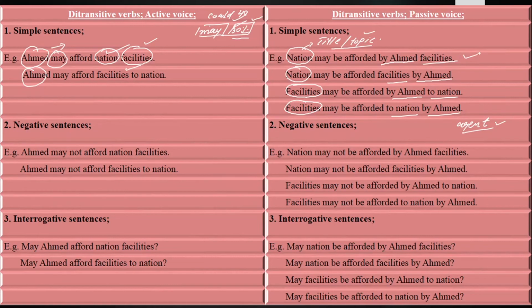Nation may be afforded by Ahmad facilities. Nation may be afforded facilities by Ahmad. Facilities may be afforded by Ahmad to nation. Facilities may be afforded to nation by Ahmad. Means you can say it means that, you know, provided. So there it will be clear for you people. Yes, provided.